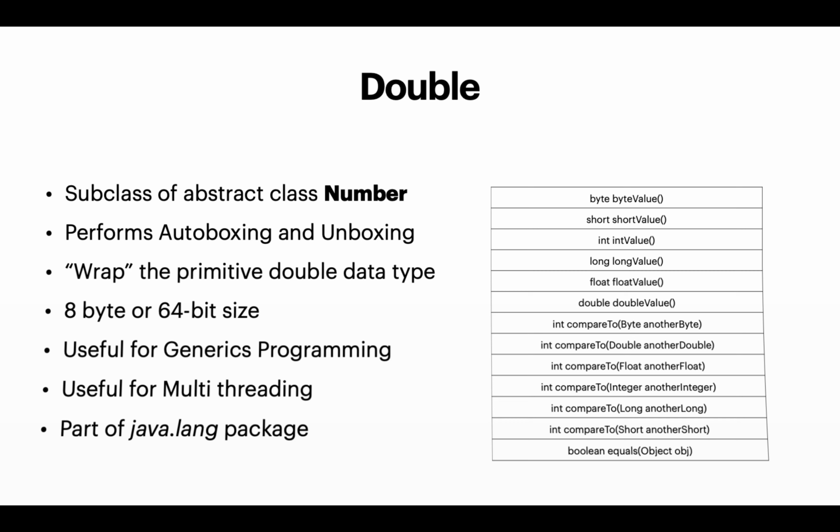But if you see the right side, these are the list of methods or behaviors which are available as part of the class, which we can leverage.